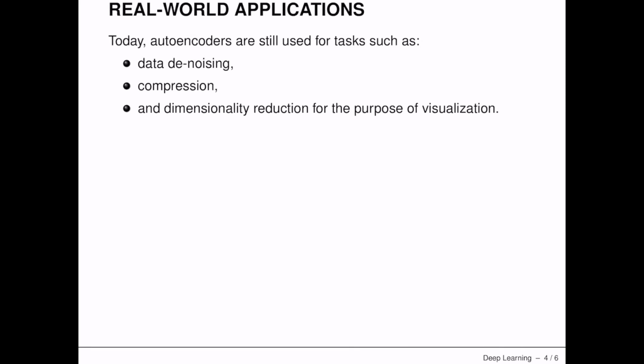We can use autoencoders in several real-world applications. We can use them, as demonstrated in this example, for data denoising. We can use them for compression, and also for very heavy compression, namely for dimensionality reduction for the purpose of visualization.